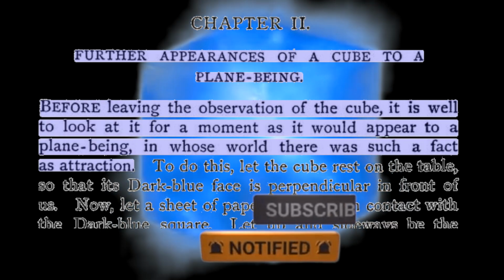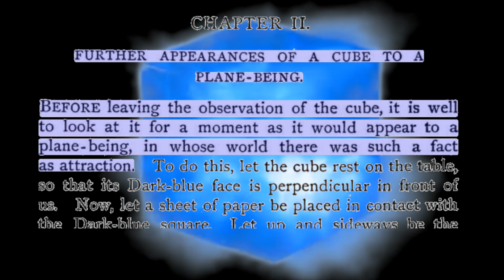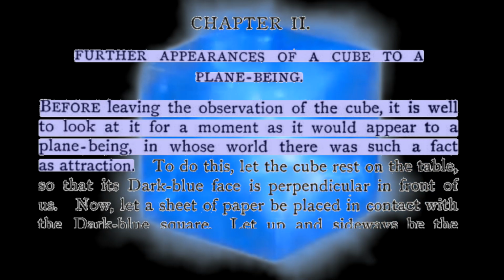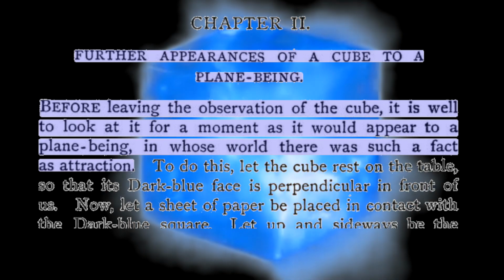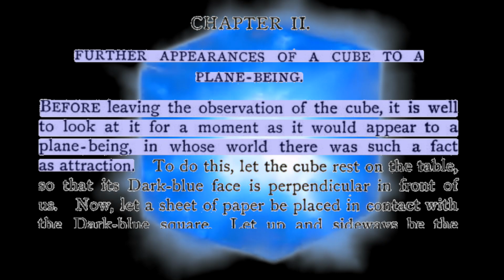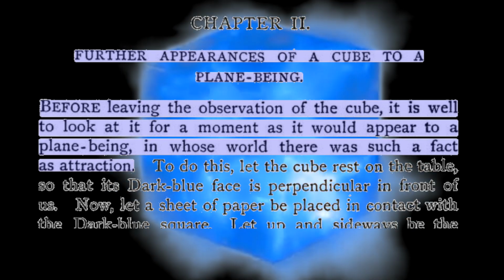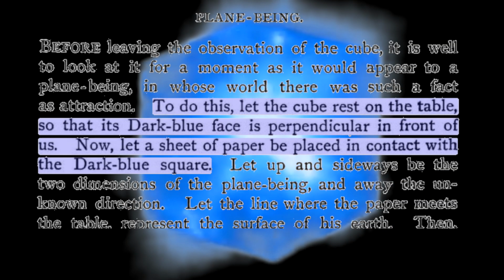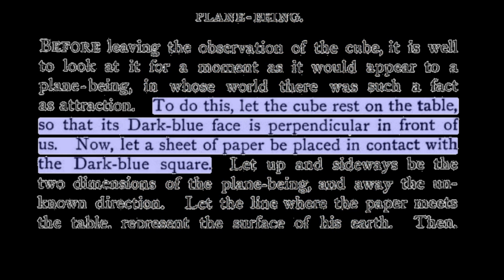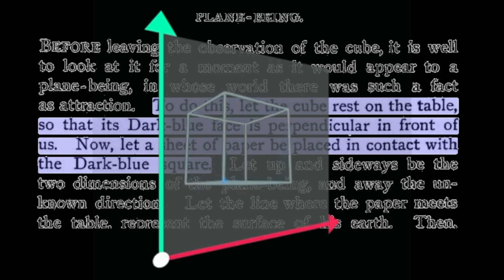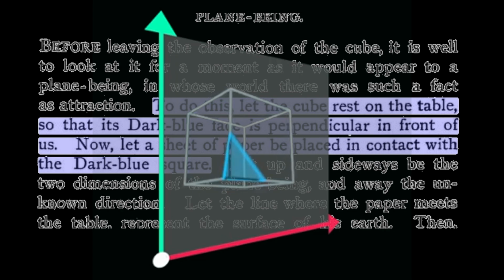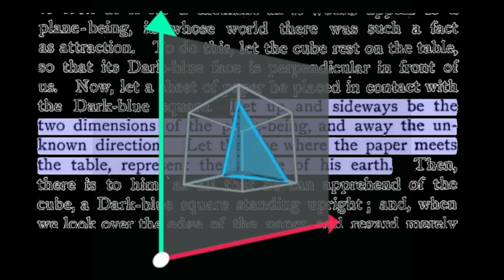Chapter 2. Further appearances of a cube to a plane being. Before leaving the observation of the cube, it is well to look at it for a moment as it would appear to a plane being, in whose world there was such a fact as attraction. To do this, let the cube rest on the table, so that its dark blue face is perpendicular in front of us. Now, let a sheet of paper be placed in contact with the dark blue square.